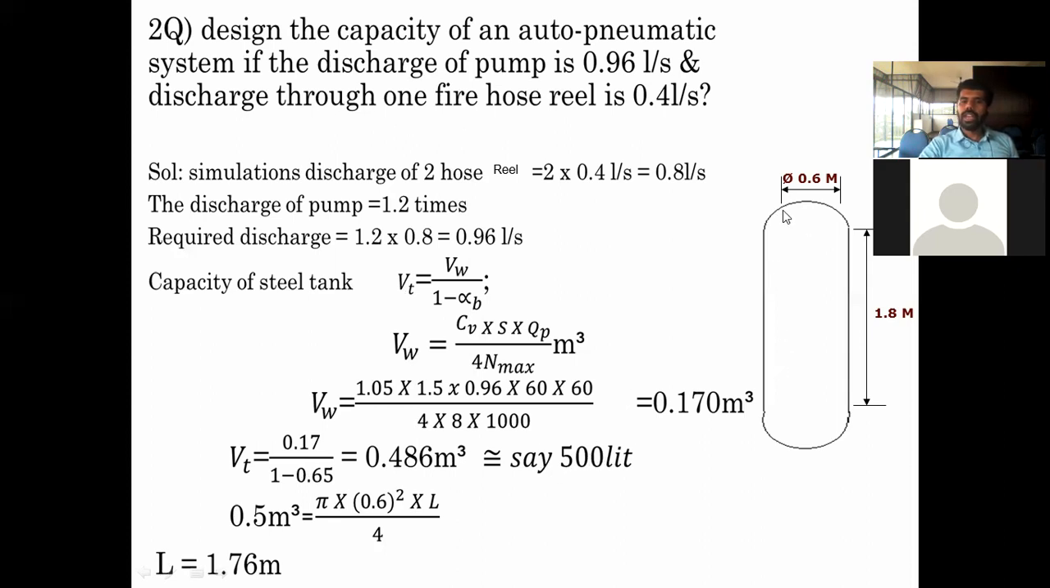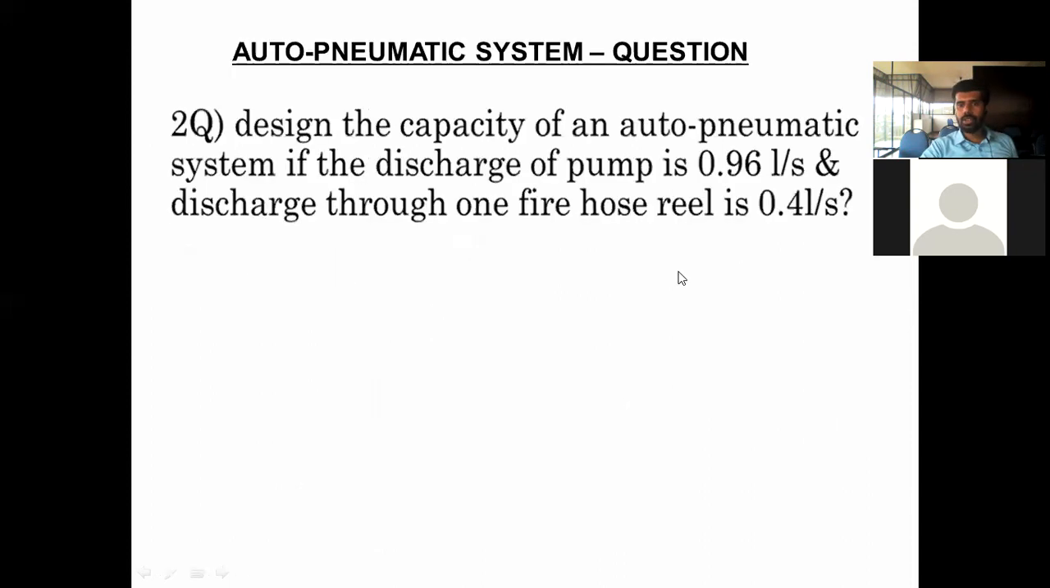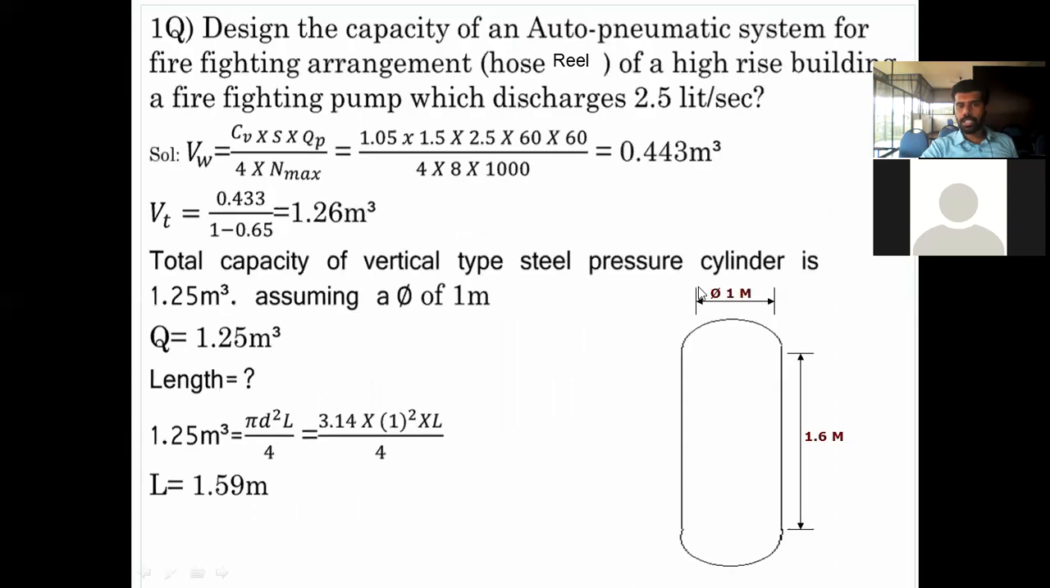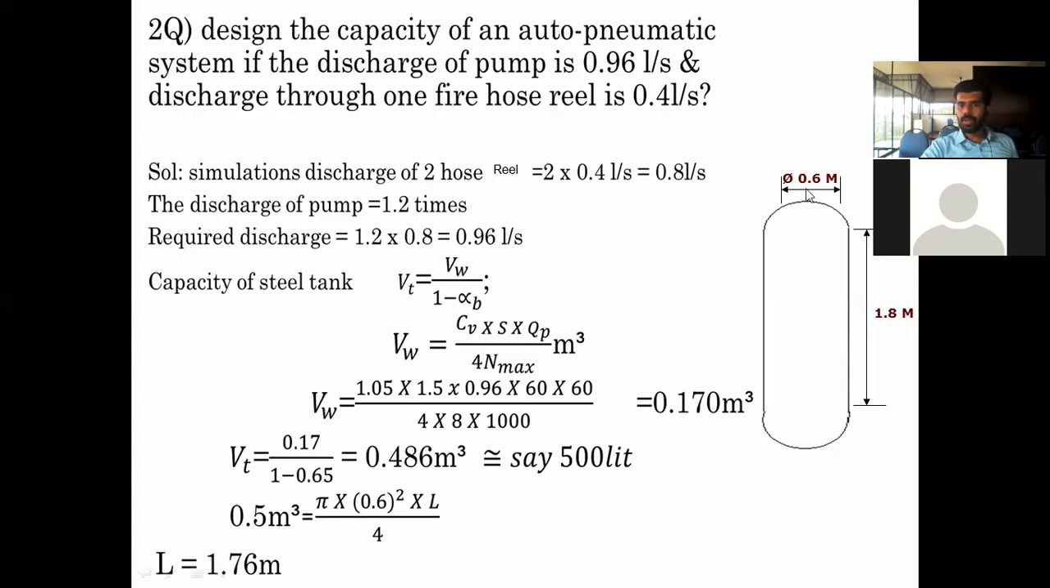The same way, we can find out the dimension of the tank. So you can assume here 0.5 or 0.6 as the diameter, and the volume is approximately 0.5 meter cube. Pi by 4 d square into L is the volume of the tank. In the earlier question we assumed 1 as the diameter; here we have assumed 0.6 only. So we have 0.6 the whole square into L divided by 4, and from there you will get the length 1.76, approximately 1.8.